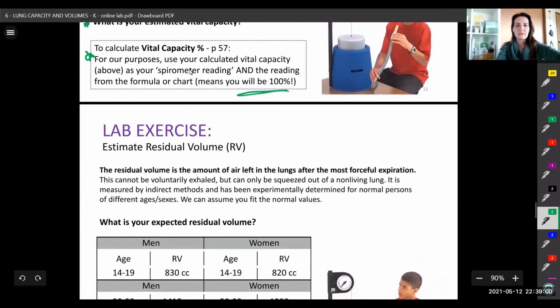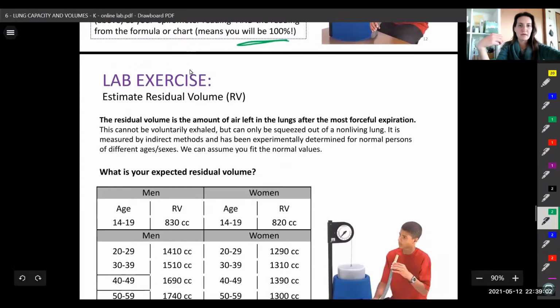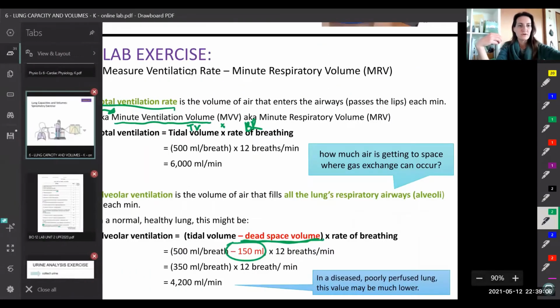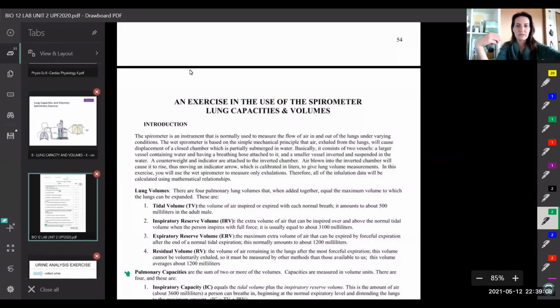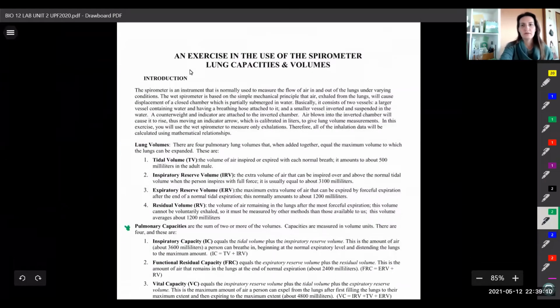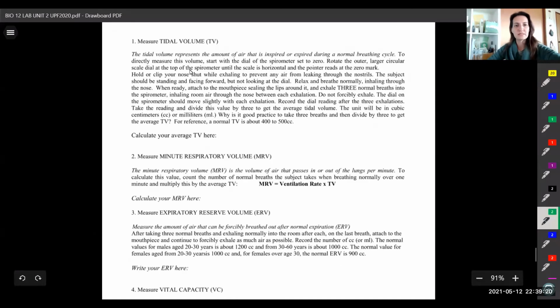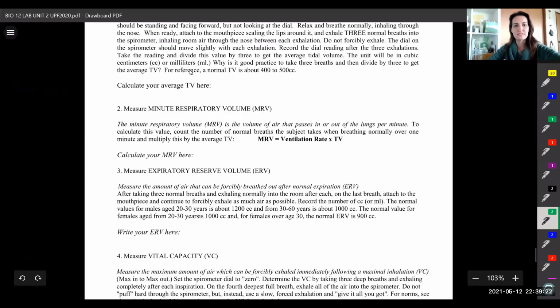And so that was some of the information that comes right from the lab manual as well. Just some extra stuff here on the slides. So let's go to this section. And I'll blow this up so we can see this. This is on page 56.